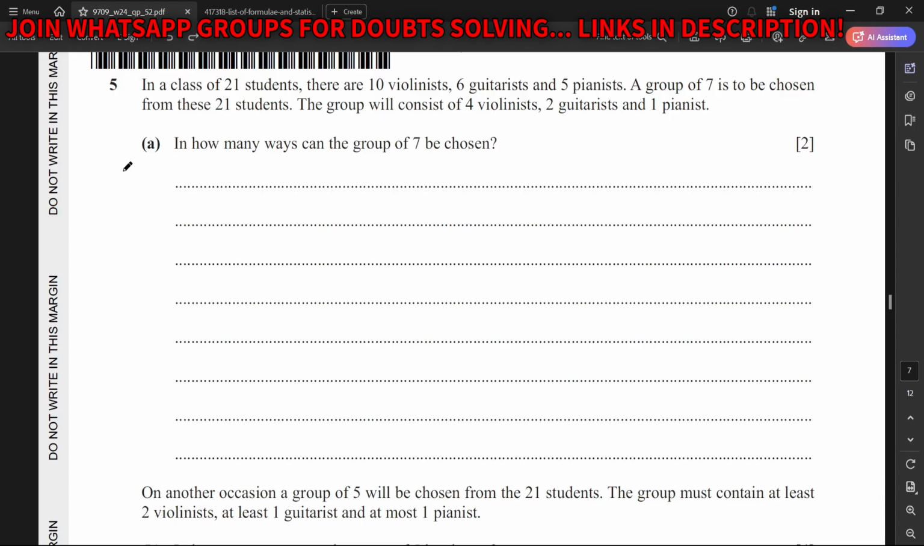It's a straightforward question. Out of 10 people playing the violin, we need to choose 4, so I have 10C4, multiplied by, for the 2 guitarists out of 6, 6C2, and then lastly I have 5 pianists. From 5 I need to choose 1, so times 5C1. Let's see what answer we get on the calculator.